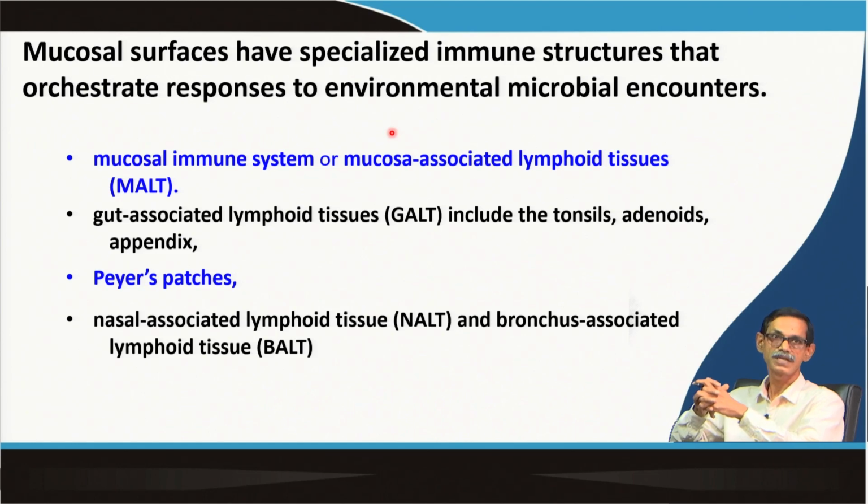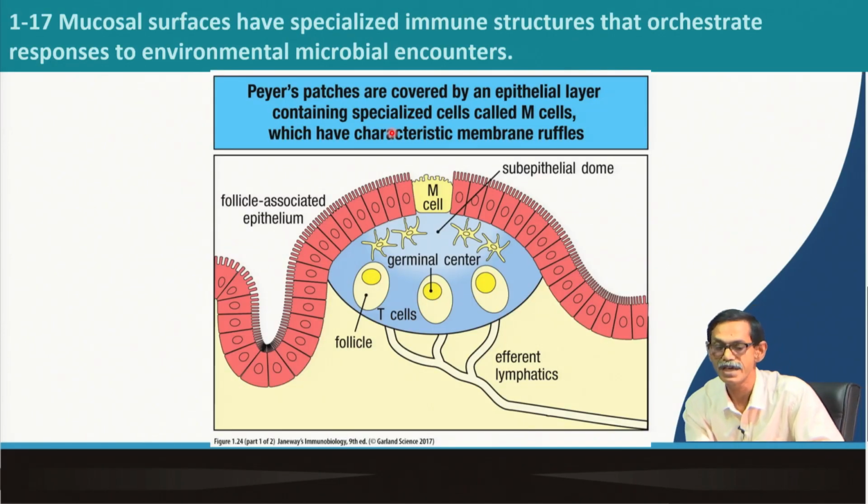It is called MALT, or gut associated lymphoid tissue GALT, which includes tonsil, adenoids, appendix, Peyer's patches, nasal associated lymphoid tissue and bronchus associated lymphoid tissue. In short, we call them MALT, GALT, NALT or BALT. Okay. So, they are taken care of by a specialized cell called M cells.